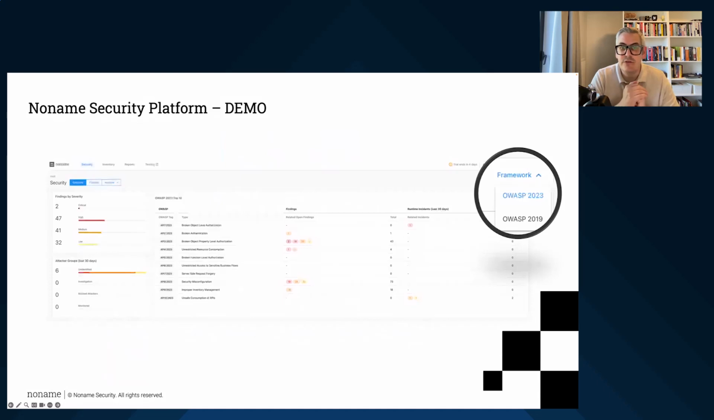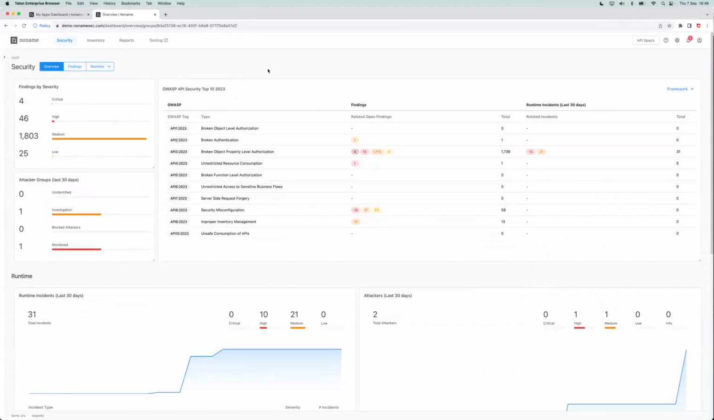So what I wanted to do now is jump into a quick demo, just a couple of minutes to show you an overview of how we've implemented the OWASP API Top 10 in the system and how you can relate findings and issues back to that top 10 list. So here we are with the demo environment. What you see here is we've classified our findings, meaning security misconfigurations and so on, and the runtime incidents based on real-time traffic on the basis of a framework that you can select.